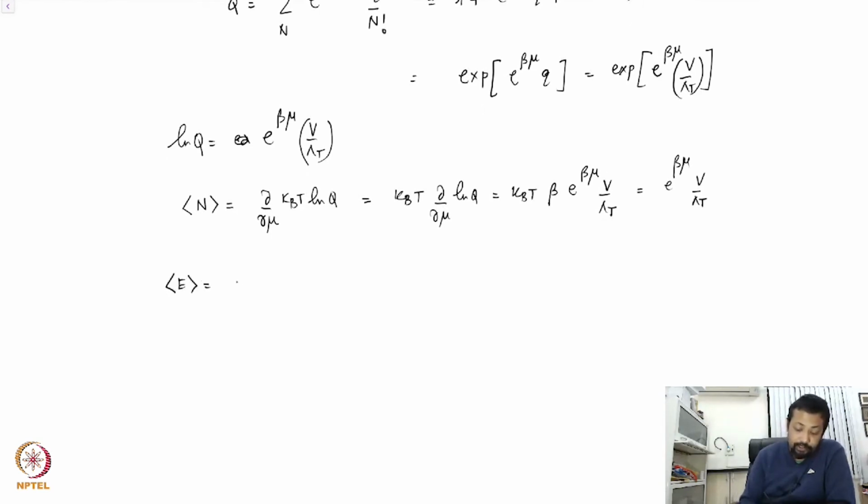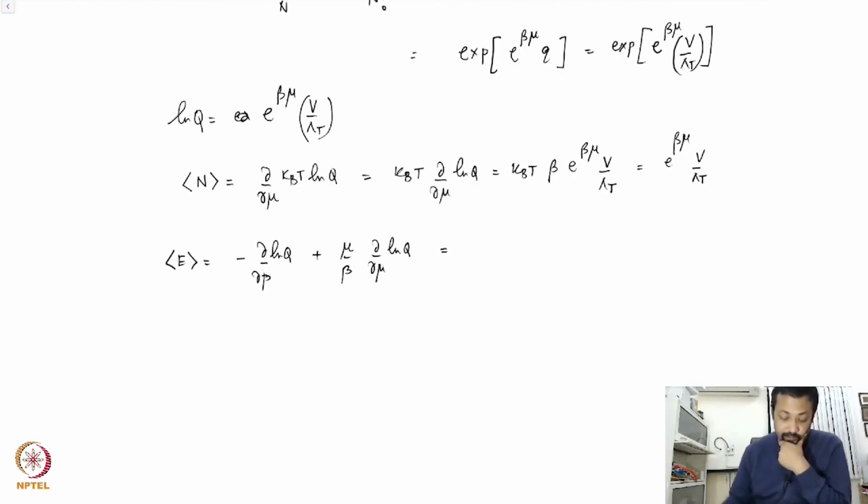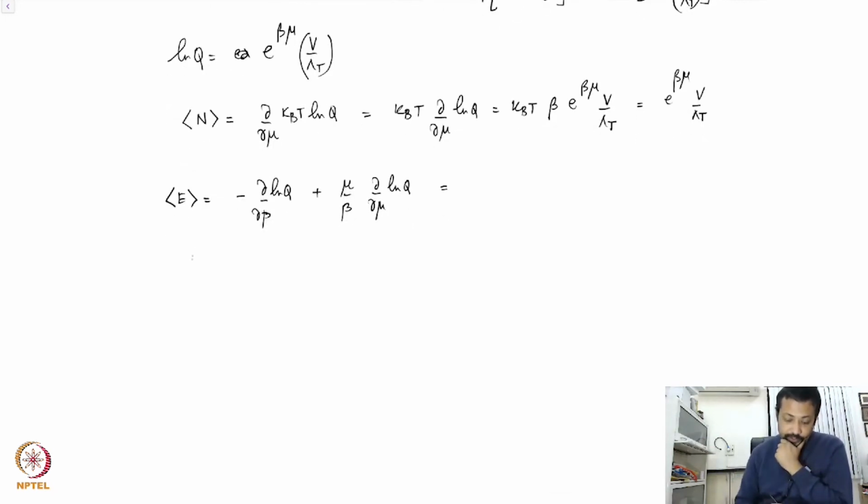Average of the energy was minus del beta of ln Q plus mu over beta del mu of ln Q. Now this is where things are going to get nasty, but we will see. So del beta, let's do it very clearly.